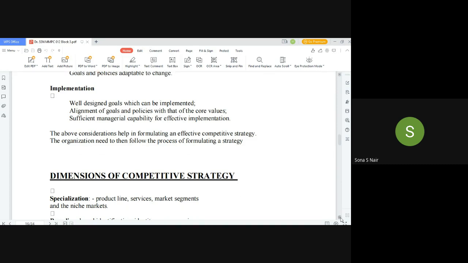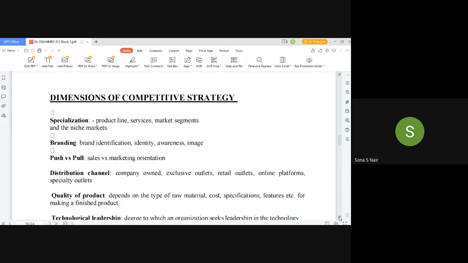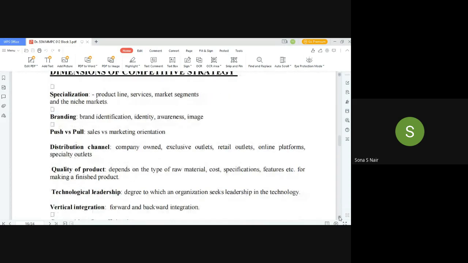Okay, what are the dimensions of some competitive strategies? Dimensions would mean in what all areas is the organization going to compete. Specialization, how specialized are we going to be vis-a-vis the other competitors? Branding, how is our brand identity going to be? How are we going to handle the awareness angle? How are we going to build the image of the brand? Are we going to use pull or push strategy?